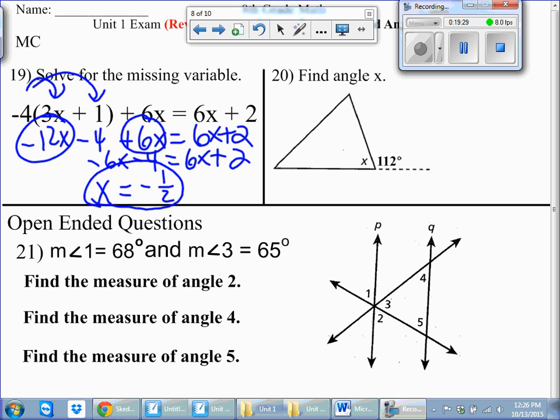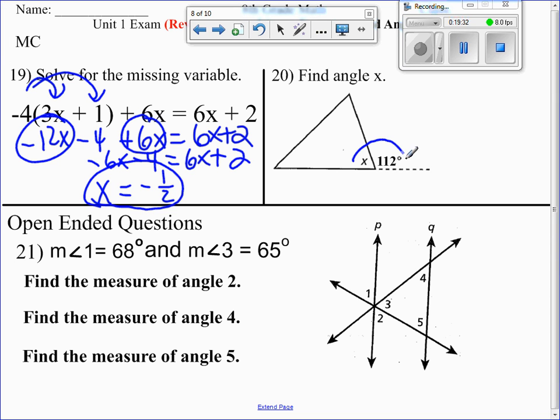Number 20, find angle x. Well, these two angles together form a straight line. That makes them supplementary. Remember that an exterior angle and the interior angle that are right next to each other in a triangle add up to 180. 180 minus 112, 68 degrees.